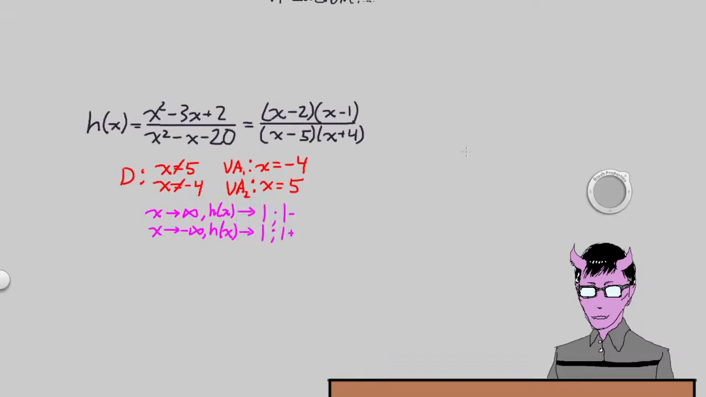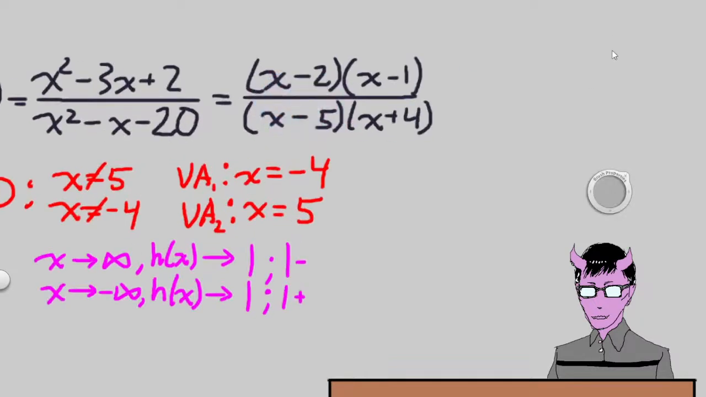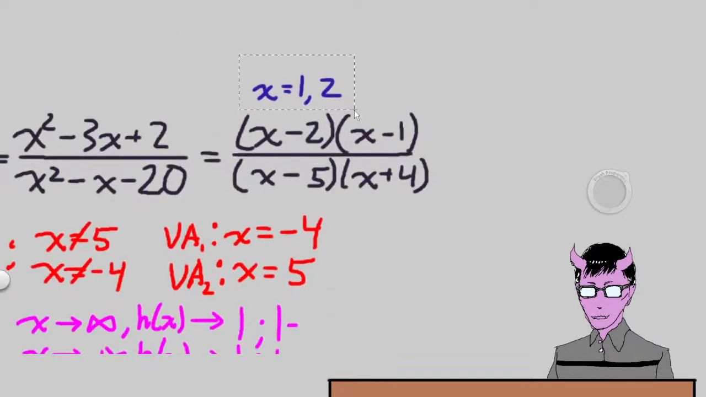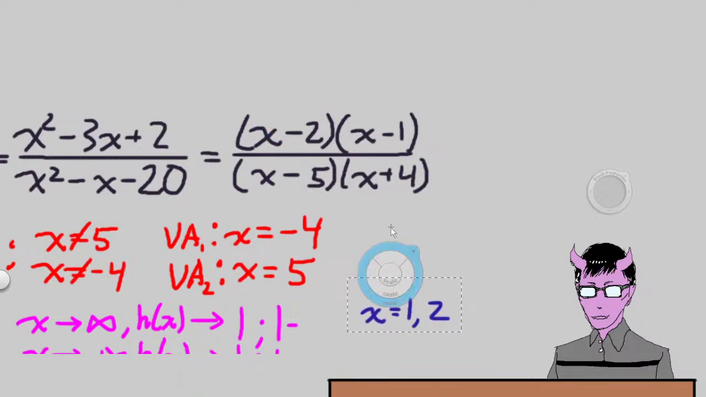All right. And again, we do have some x-intercepts, right? So we should solve for those. x-intercept number 1: x is equal to positive 2. x-intercept number 2: x is equal to positive 1. So 2 x-intercepts, which may or may not help us too much.